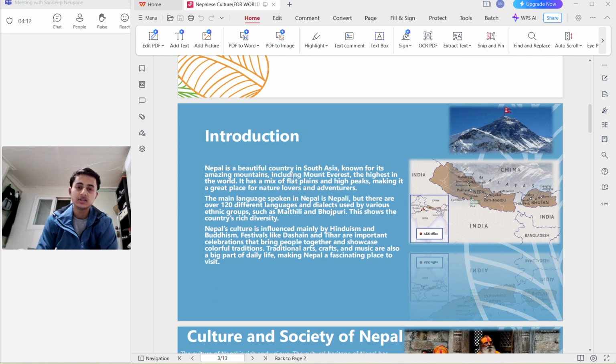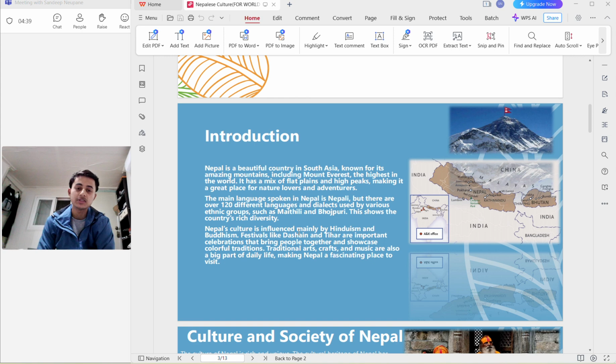Nepal is a beautiful country in South Asia, known for its amazing mountains, including Mount Everest, the highest in the world. It has a mix of flat plains and high peaks, making it a great place for nature lovers and adventurers. The main language spoken in Nepal is Nepali, but there are over 120 different languages and dialects used by various ethnic groups such as Maithili and Bhojpuri. This shows the country's rich diversity.